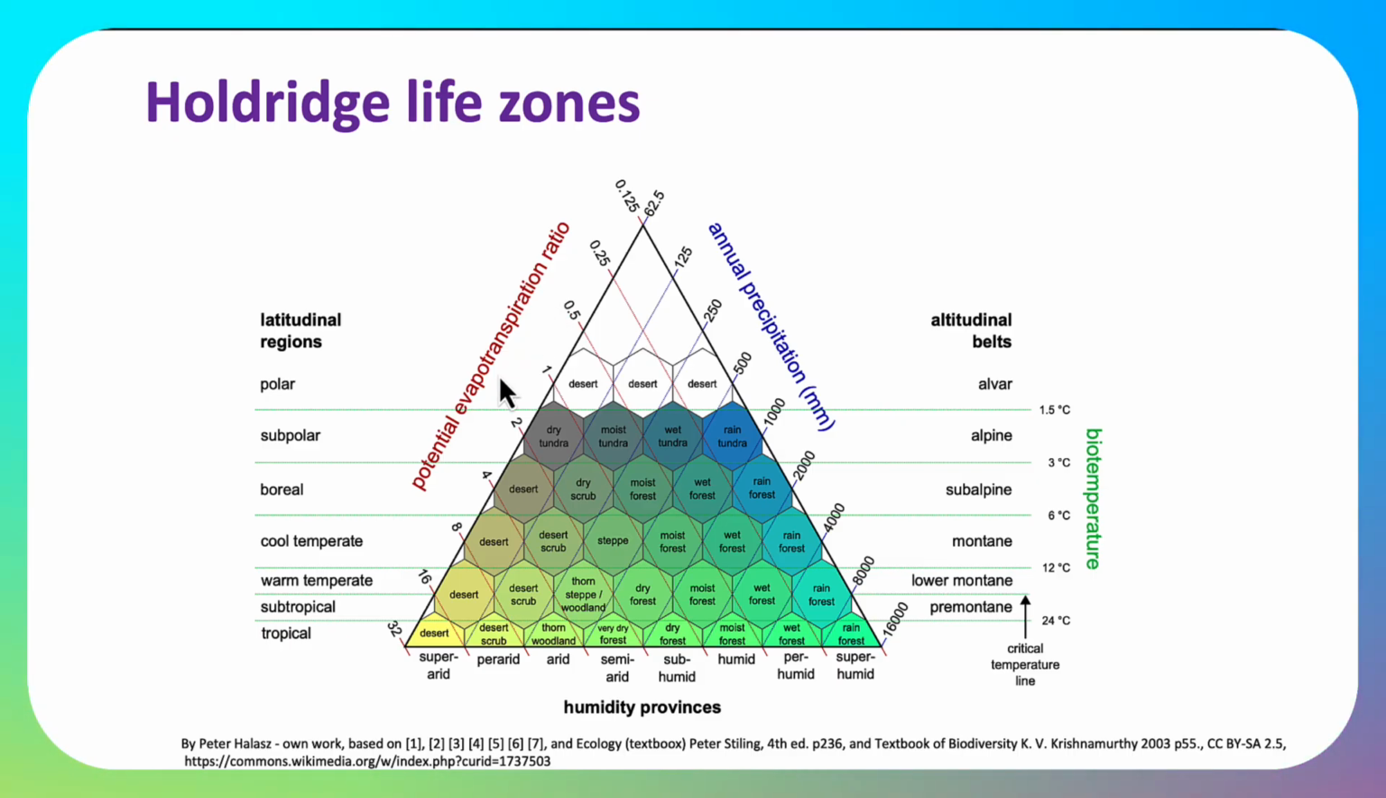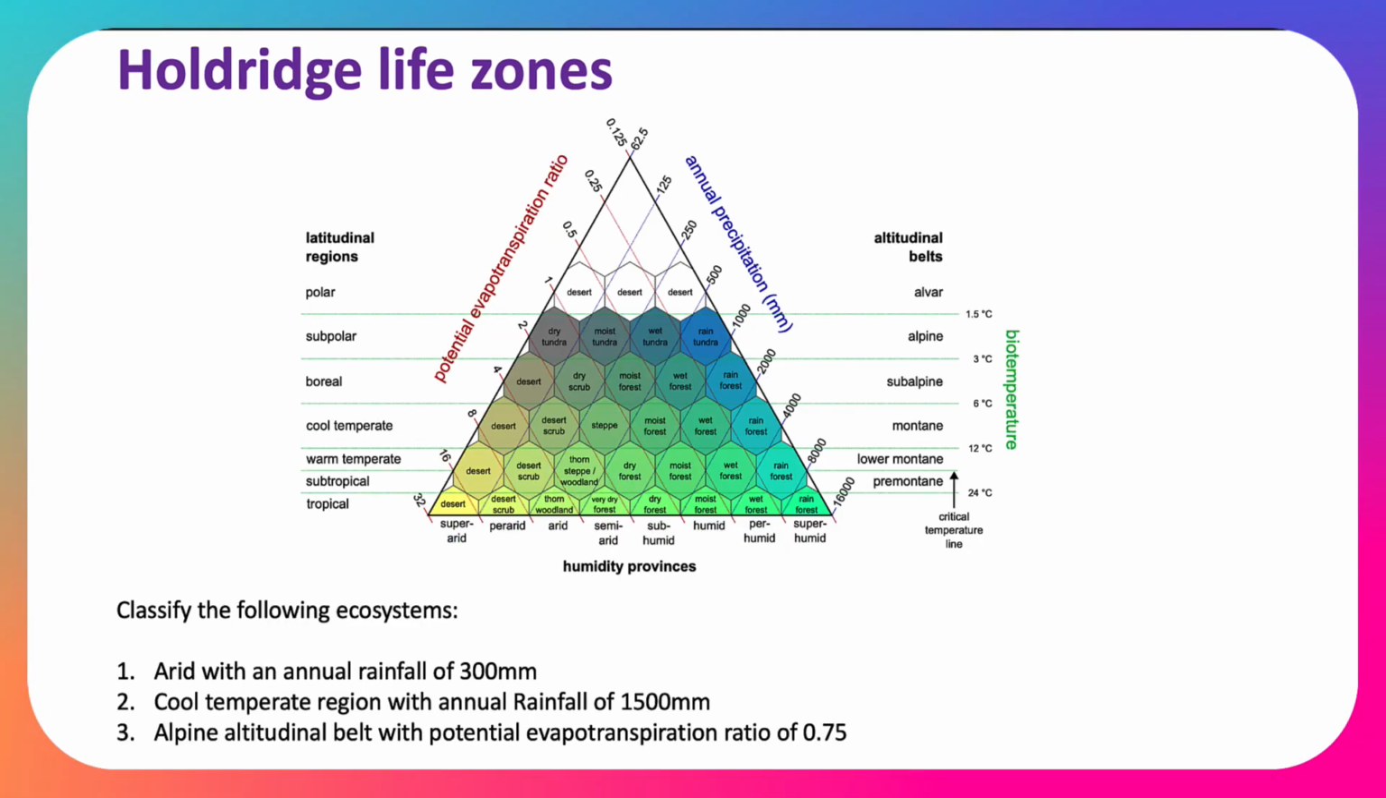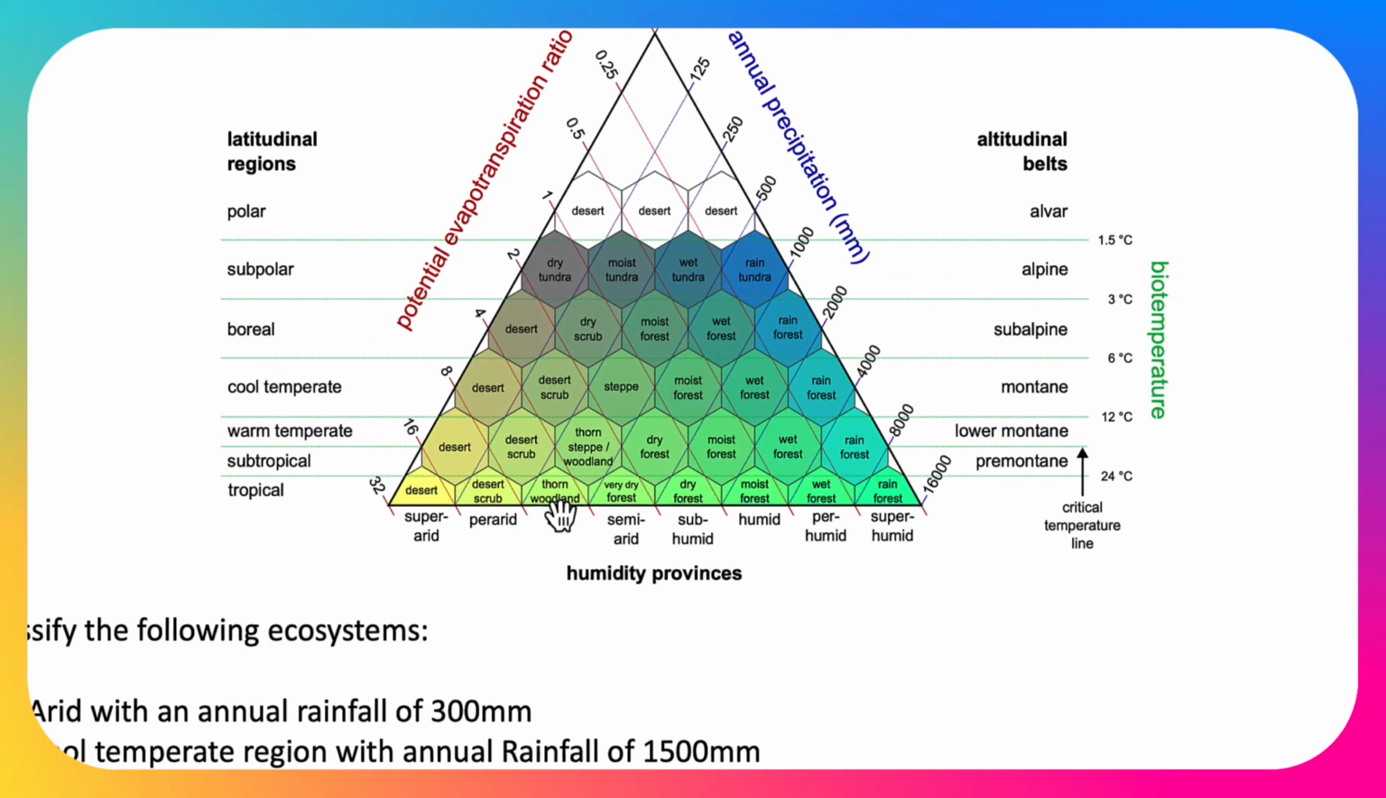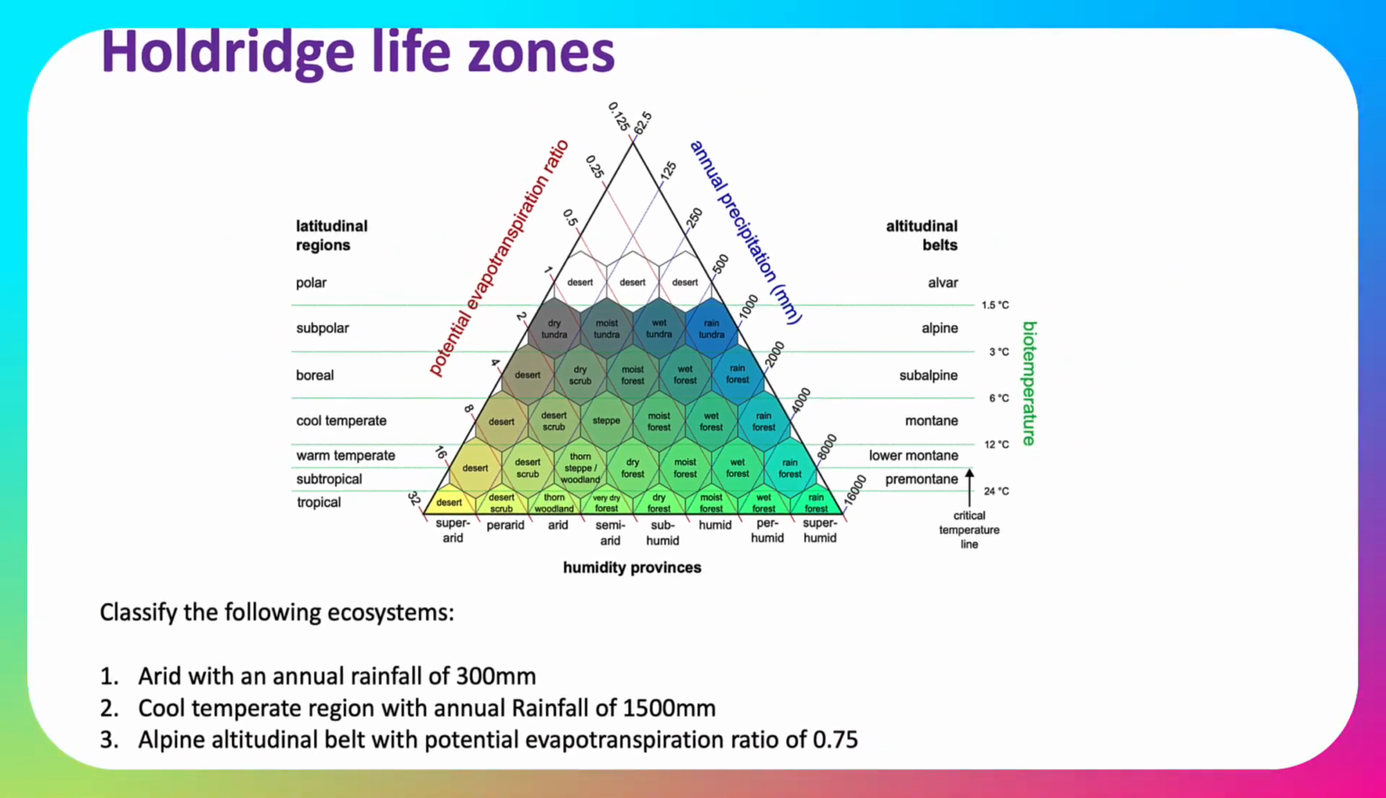So we only need 2 of those to match up and work out what the actual life zone is. So let's have a look at some examples. If we've got a humidity province with an annual rainfall of 300 mils, that's going to be in here, annual precipitation of 300 mils, and it's going to be arid. So this one here is called a thorn woodland. Now we've got a cool temperate region. So that's down here, cool temperate, with an annual rainfall of 1500 millimetres. So that means we've got a wet forest.